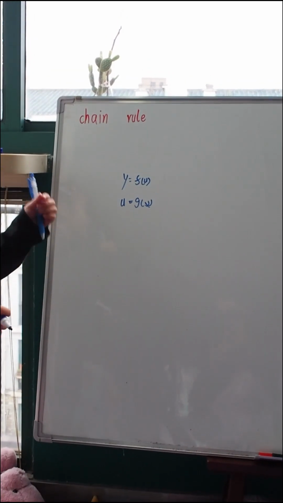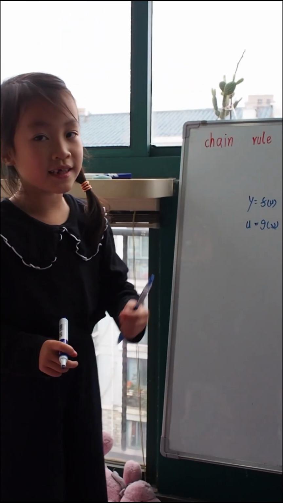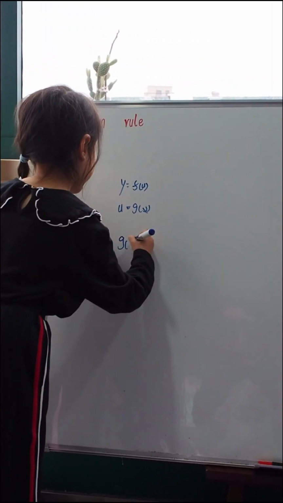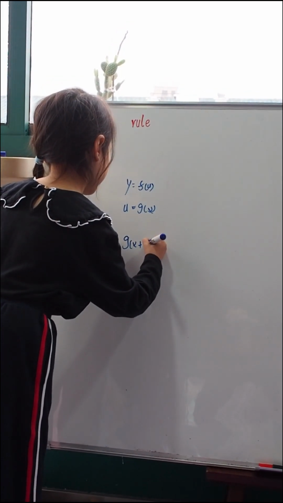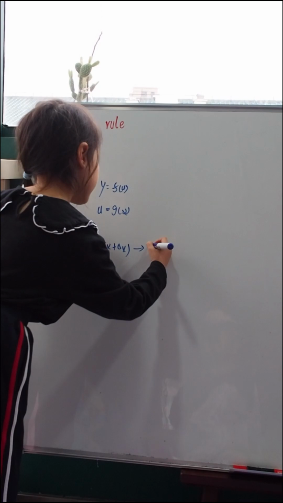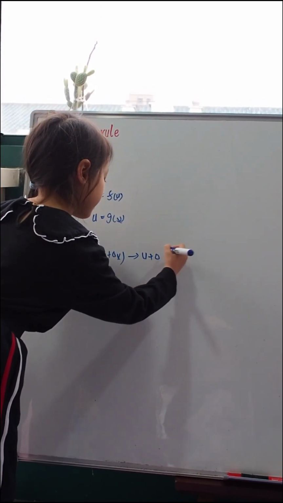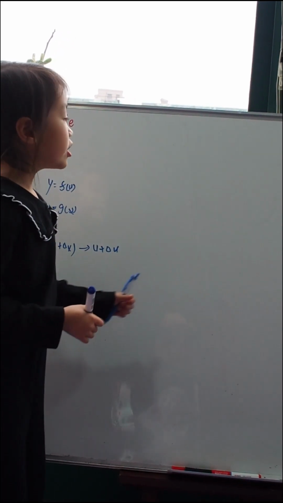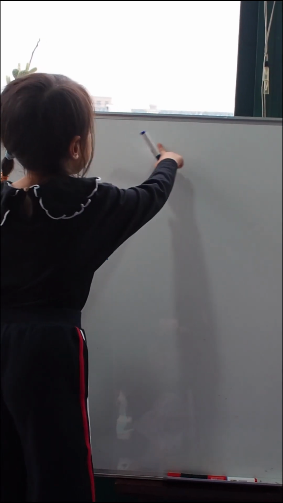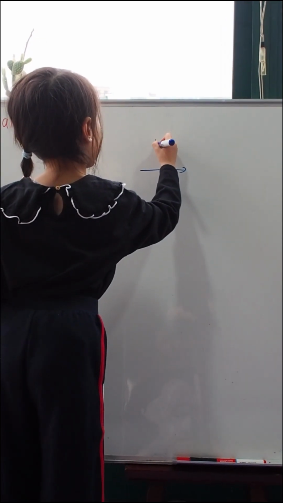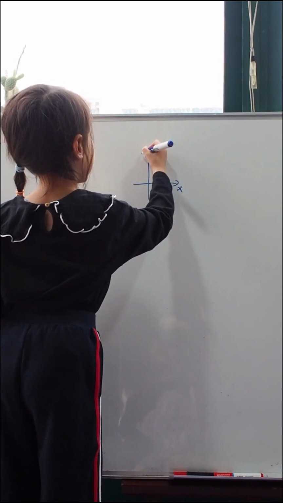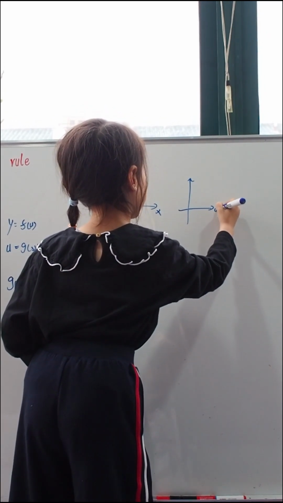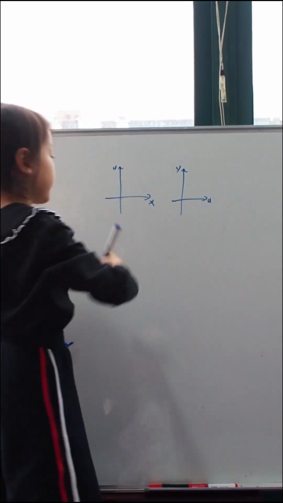For example, if I give x an increment delta x, then I will get g(x) plus an increment, so u plus delta u. Now we draw two diagrams. This is x, this is u, and this is u, and this is y.